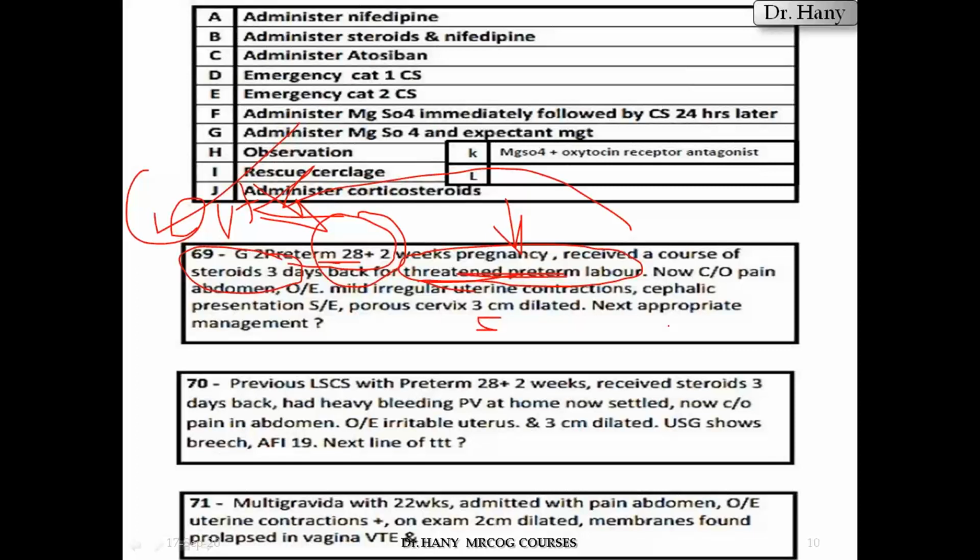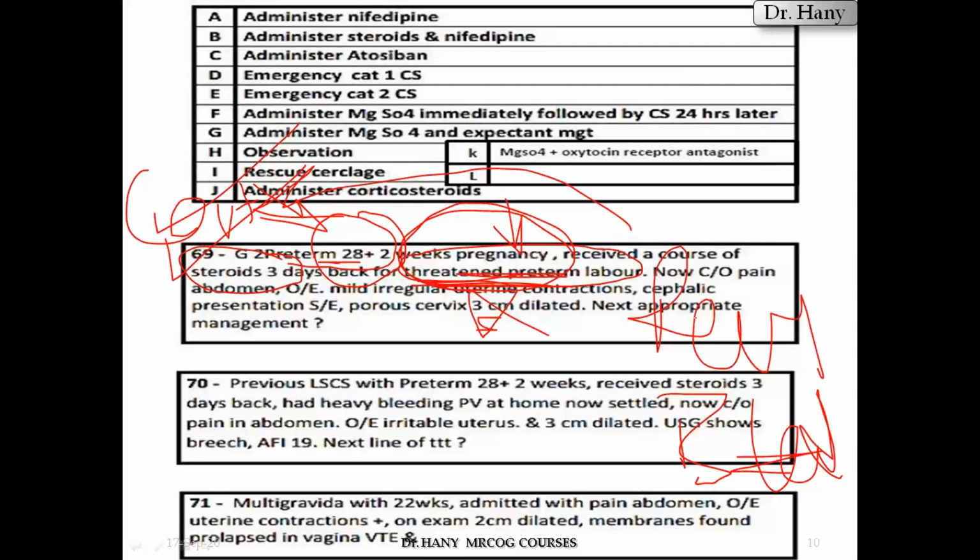So the criteria of tocolysis, corticosteroid and magnesium sulfate: the magnesium sulfate criteria are not met, so I will not offer magnesium sulfate. Corticosteroid, she already has had corticosteroid. I will think about tocolysis if she's in preterm labor and has no rupture of membrane and no bleeding. Okay, if any of these, I will not offer tocolysis as well. It will be expectant management.